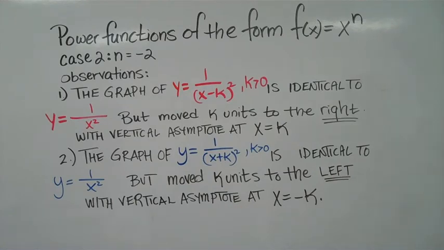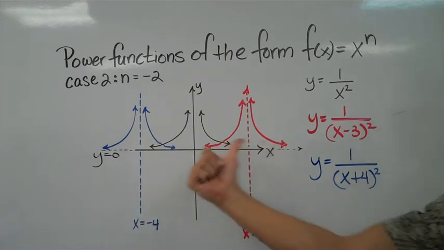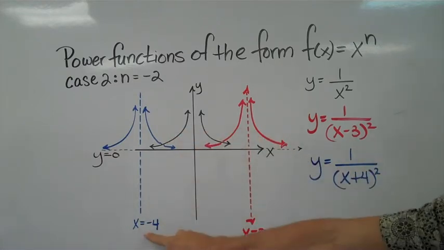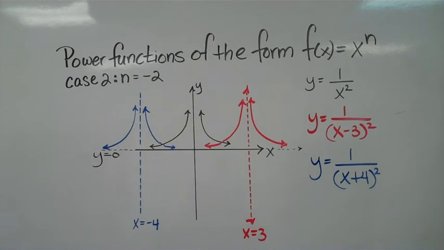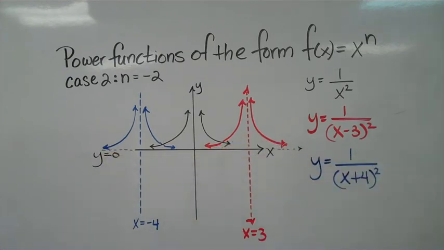If I have my parent function y = 1/x², I have a vertical asymptote at x = 0 and a horizontal asymptote at y = 0. y = 1/(x - 3)² moves me 3 to the right, so I have a new vertical asymptote at x = 3. y = 1/(x + 4)² moves me 4 to the left, so I have a new vertical asymptote at x = -4. In all three cases, I remain with y = 0 as my horizontal asymptote.